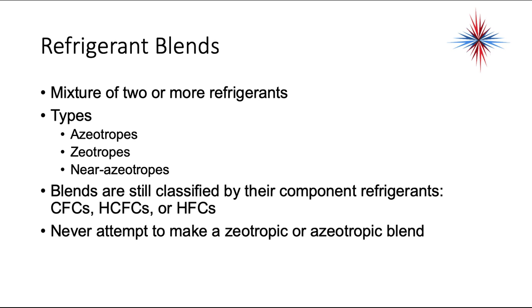Refrigerant blends are a mixture of 2 or more refrigerants. You have 3 types of blends. You have azeotropes, zeotropes, and near azeotropes. Blends are still classified by their component refrigerants, CFCs, HCFCs, or HFCs. You cannot attempt to make a zeotropic or an azeotropic blend. This has to be done in factories and under pressures and temperatures specific to the blends. Okay, you cannot mix refrigerants in the field.